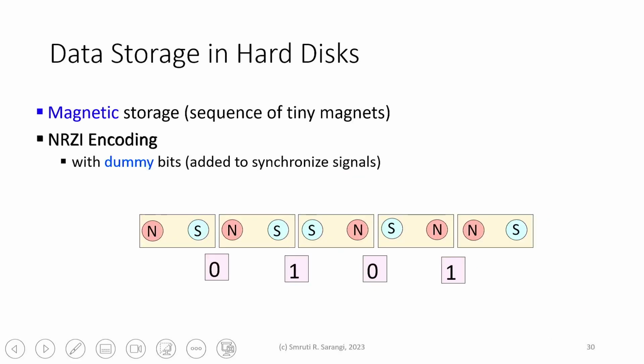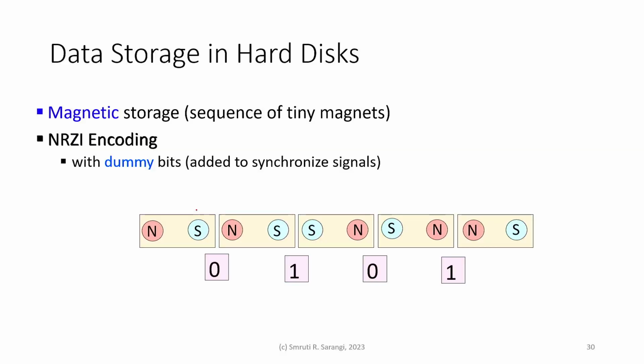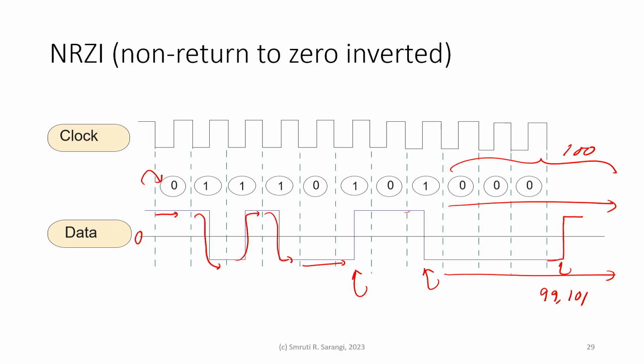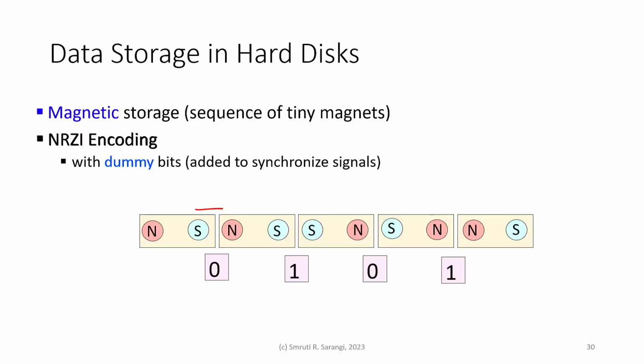Hard disks use the same idea, not with signals but with magnets. It is magnetic storage, a sequence of tiny magnets. The direction of magnetization determines the value, but again they use NRZI. So it is not the direction of the magnetization itself, but whether the direction remains the same or changes. The same as voltage, the same as magnets.